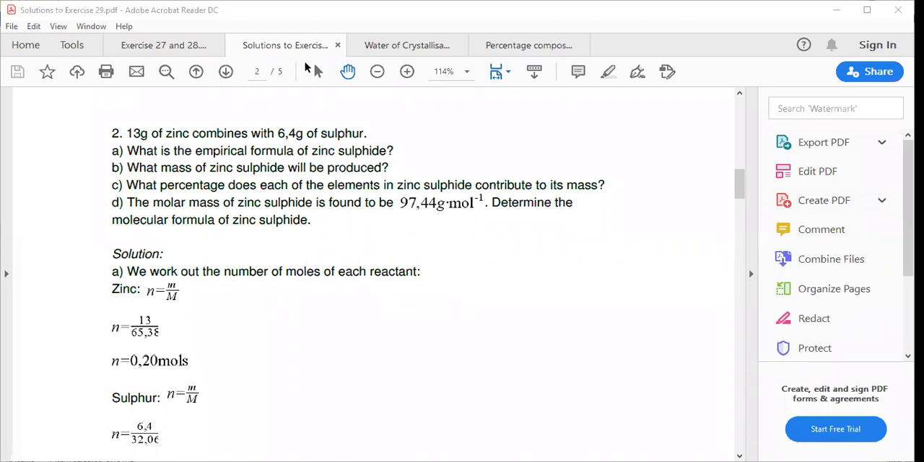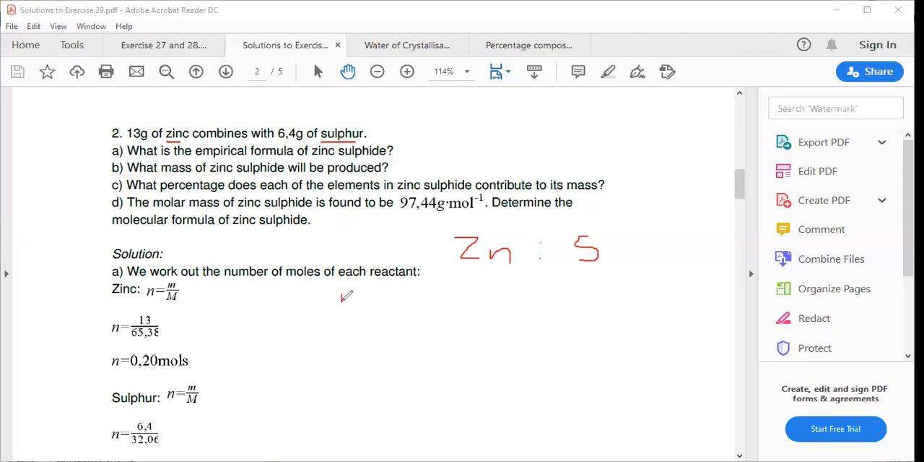I'm just going to do it in a simpler way. The example here is making it a bit longer, but I'll just show you what you can do. You're given zinc and you're given sulfur. So you're going to do a ratio. Zinc is to sulfur. Those are the two elements that you are given. Then we move on to the next step.